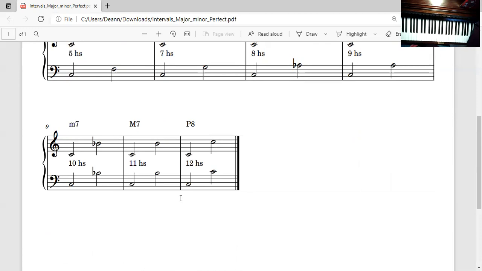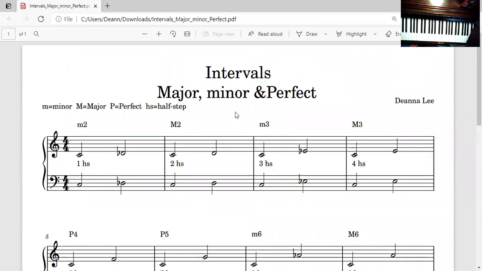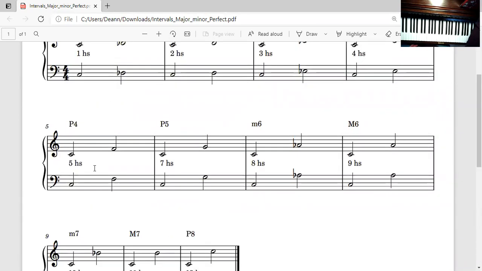So seconds, thirds, sixths, and sevenths can be either major or minor. Fourths, fifths, and octaves are special. In fact, they're not just special, they're perfect. A perfect fourth, Here Comes the Bride, has 5 half steps. There's also an interval with 6 half steps that we're not going to get to today. In fact, you can call it two different things, but that's for another day. A perfect fifth has 7 half steps.